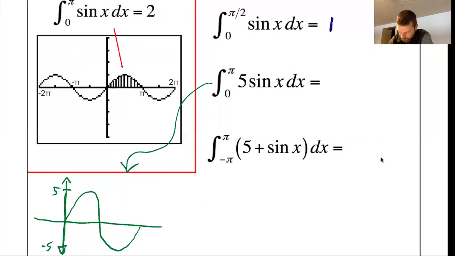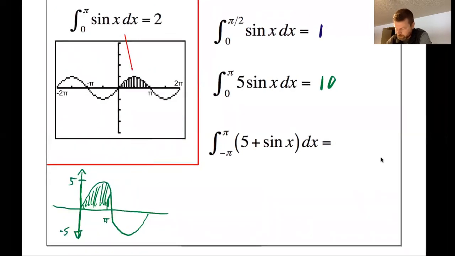So if I want the integral from 0 to pi of that, well, that's the same function, but stretched 5 times bigger. So since every rectangle there is 5 times taller, the total area is going to be 5 times more area. 5 times 2 is 10.